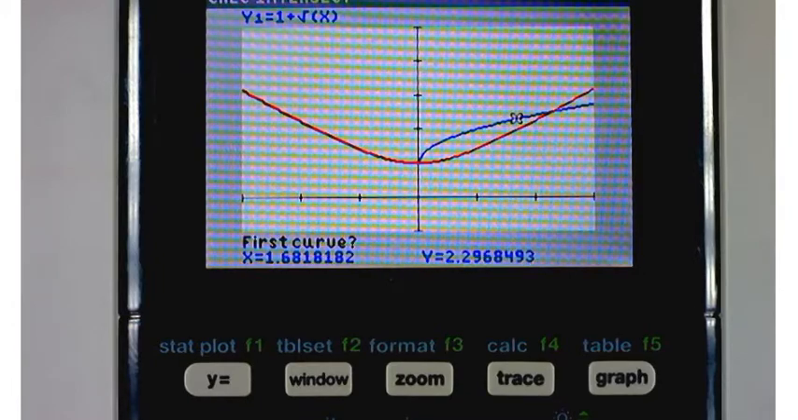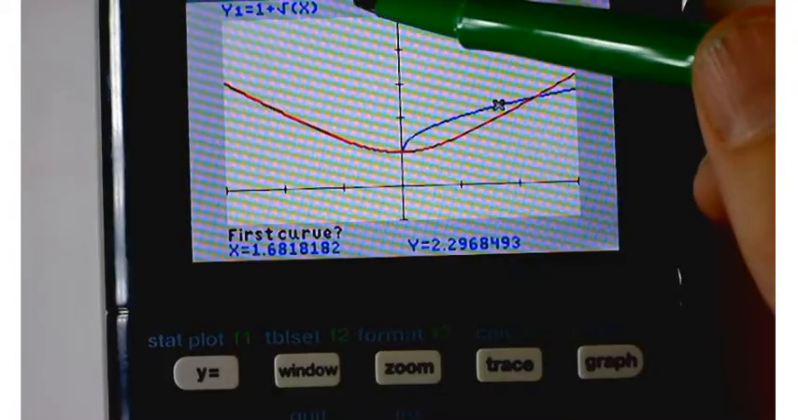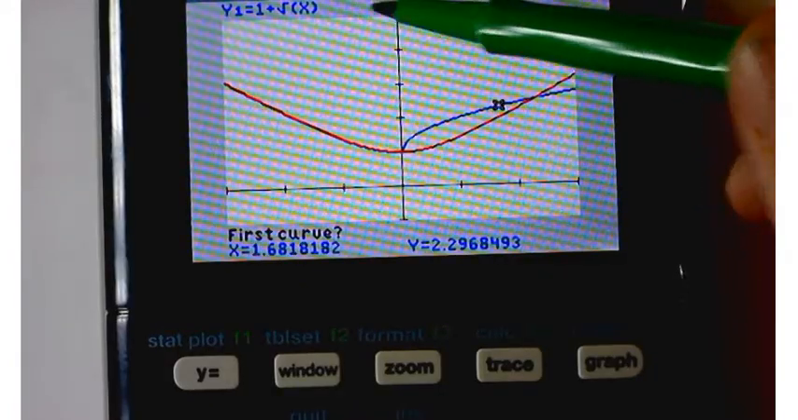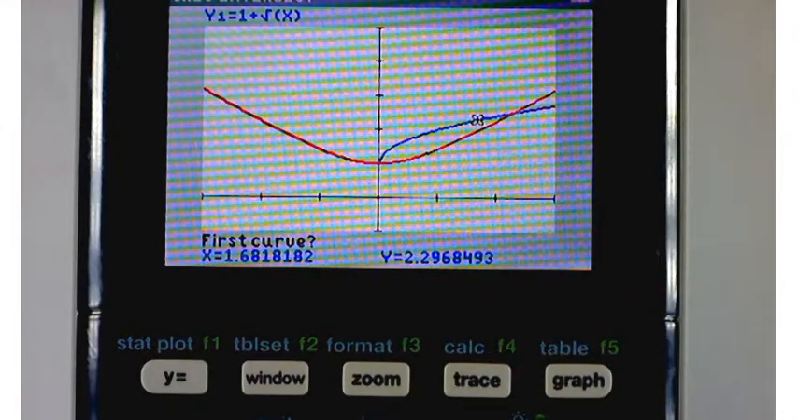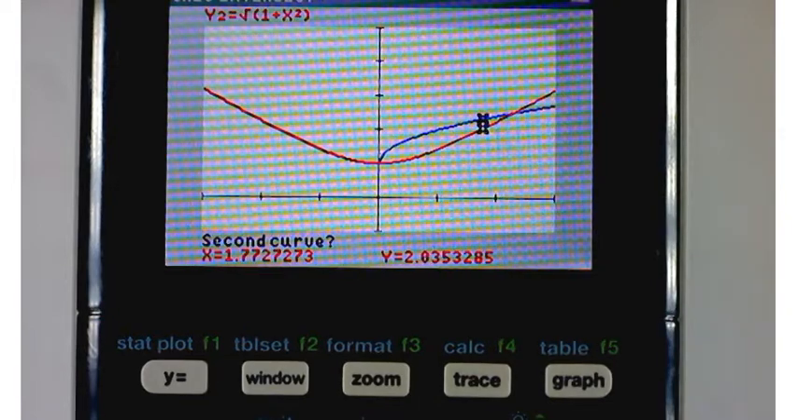So notice that I'm on my first curve, and you can see that up here. It says, oh, you're on this one, 1 plus the square root of x. So I'll get somewhat close, and you don't have to be right on top of the intersection. And I'll press the enter key. And now it puts me on my second curve. And it says, all right, well, give me a value somewhat close on the second curve.